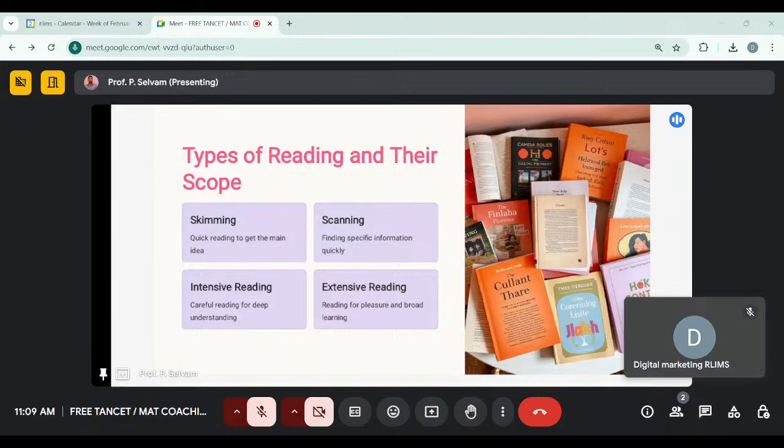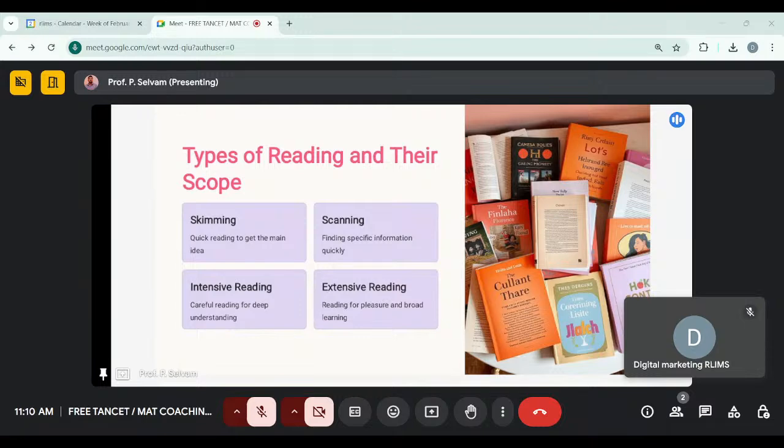For example, you are given a passage. That passage contains different numerals, different numbers, and based on the passage you have got a question. The answer to that question is also numerical. Now, when you look at the passage, you won't look at the sentences. Instead, you will look only at the numbers, right? So that is called scanning. In scanning, you will be looking for a specific piece of information that you would like to have.